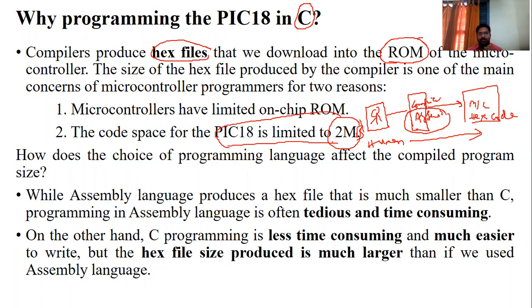But why are we coming to C? See, how does the choice of programming language affect the compile size? The first point: when we use assembly level language programming, it produces a hex file much smaller than C. Yes, that's why you use assembly level language programming.